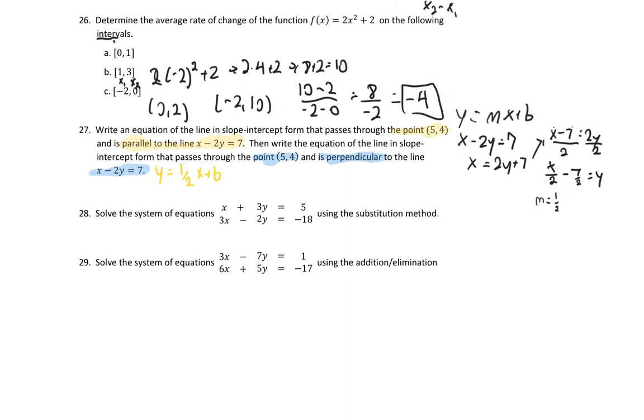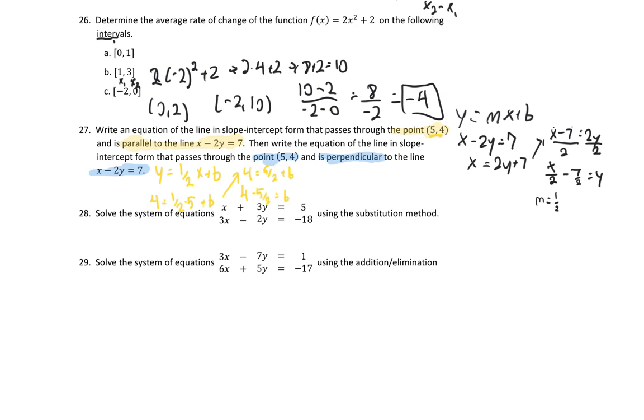Well, how do I do that? Well, what other information am I given? The point 5, 4. So we'll plug that in for my x and my y, 5 and 4, and then we can solve for b. So 4 is going to equal 1/2 times 5 plus b. Continuing on, we're going to have 4 equals 5 over 2 plus b. I'll subtract 5 over 2 to get b.